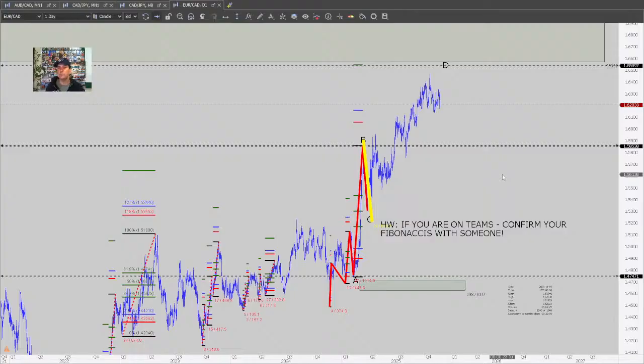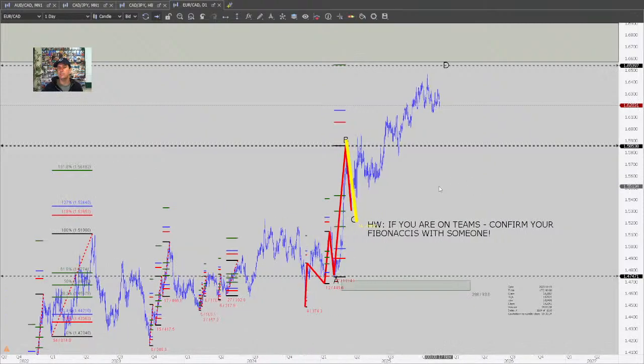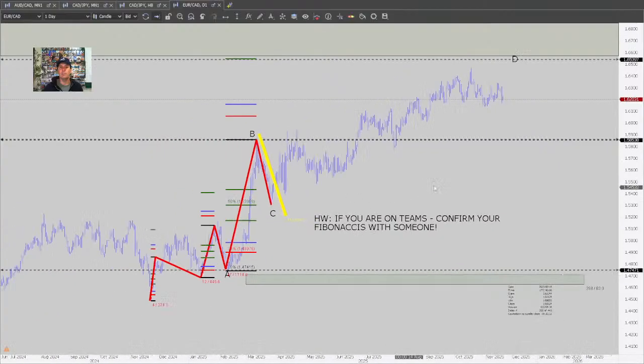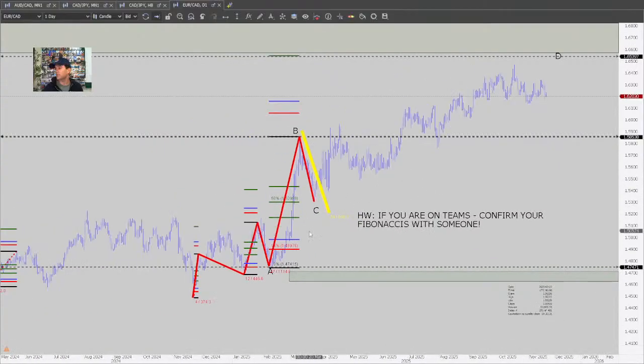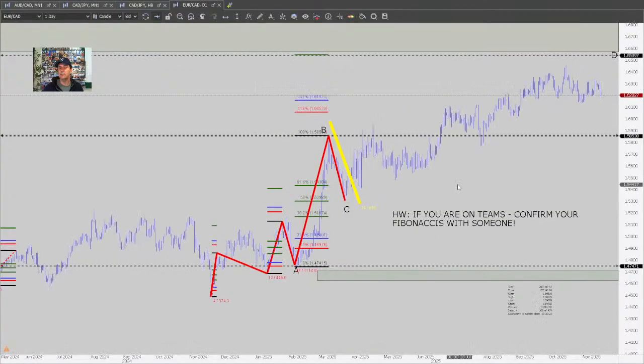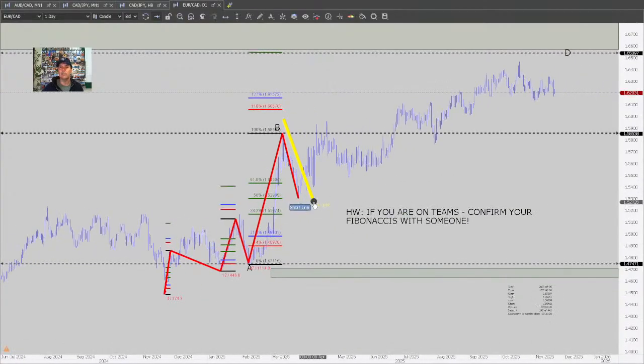But confirm your Fibonacci with someone. Makes sense? You need to have someone to say, okay, yeah, we do have the same Fibonaccis. Boss, what happens if we don't have the same Fibonacci? You call a third person.